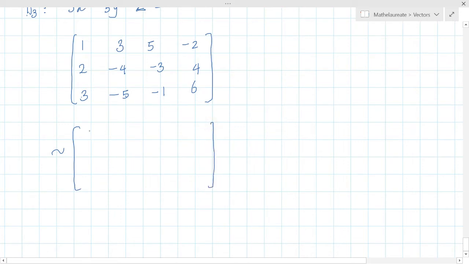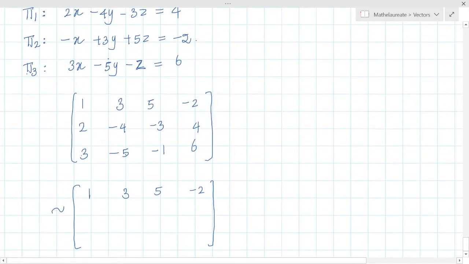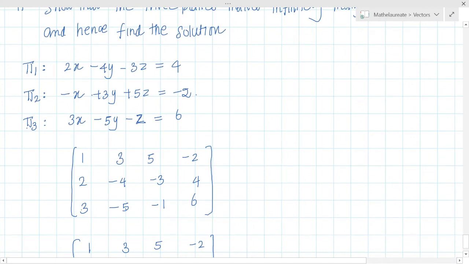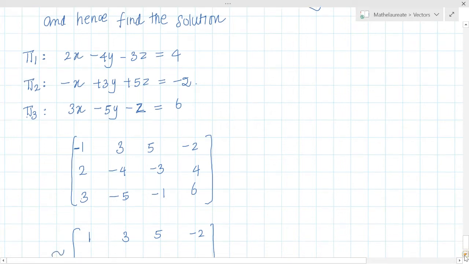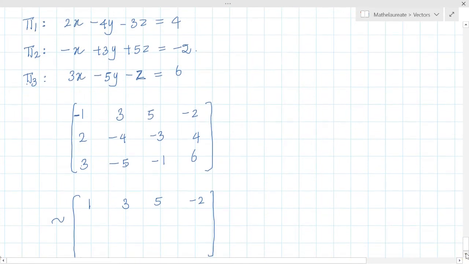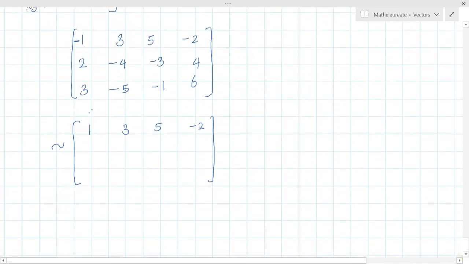Write the first row as it is: negative 1, 3, 5 and negative 2. The first term should be negative 1, since this is minus x. The coefficients are here 2, negative 4, negative 3, 4, and 3, minus 5, minus 1, 6. We need to cross check before we start, otherwise even with one number wrong, the whole question goes wrong. All right, so this term is minus 1.